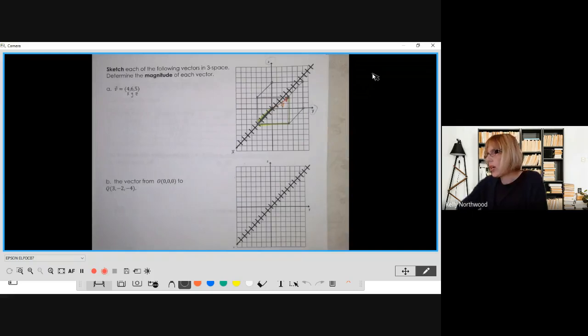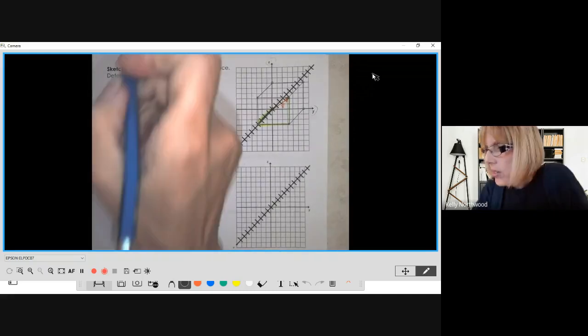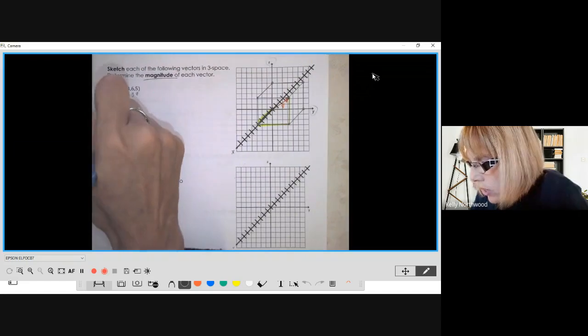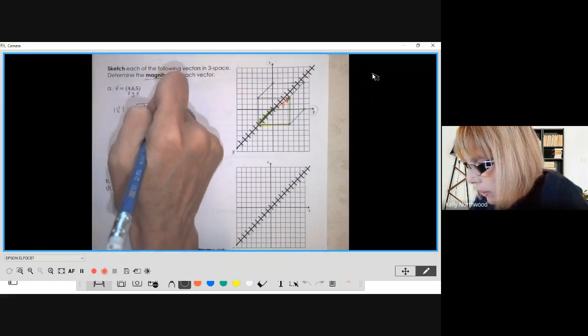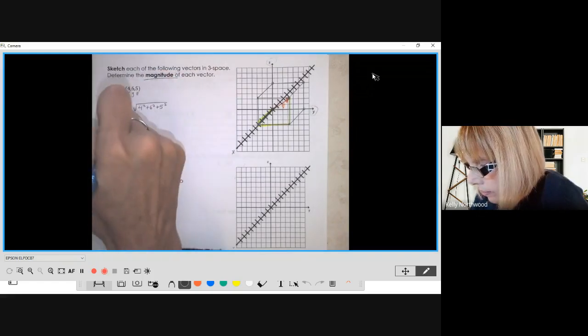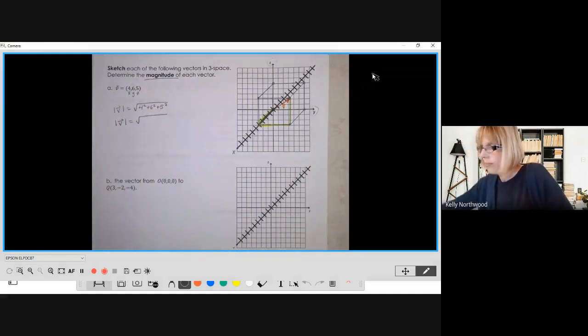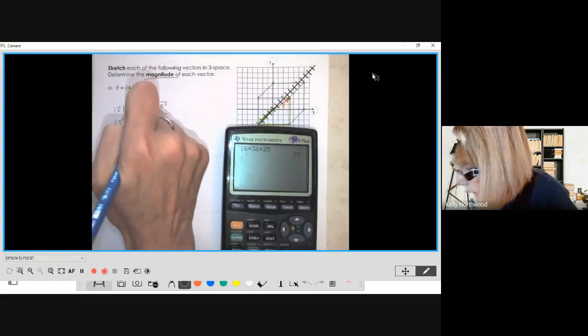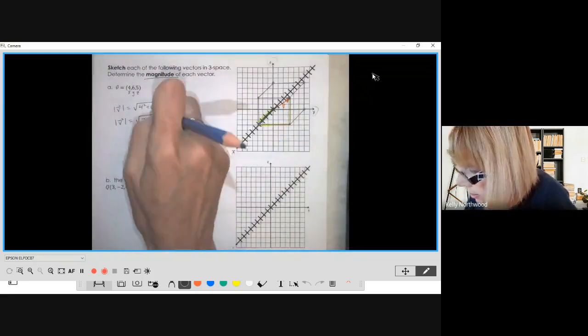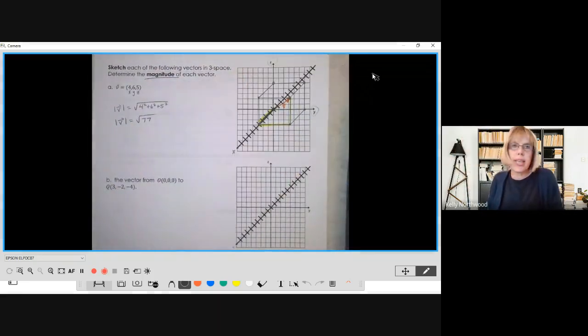So I did all that work just to draw the vector so that it looks like it's in 3 dimensions, which is a course expectation. Now I just need to find its magnitude, which is easy. So the magnitude of vector V we know is going to be the square root of 4 squared plus 6 squared plus 5 squared, or the square root of 77. And I'll just keep it exact. So that's the length, the magnitude of that vector.